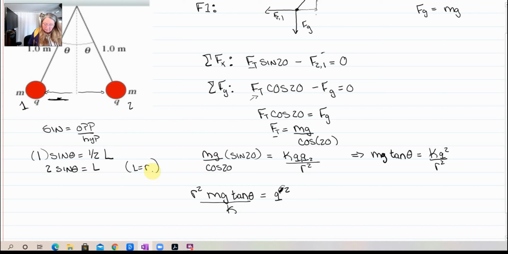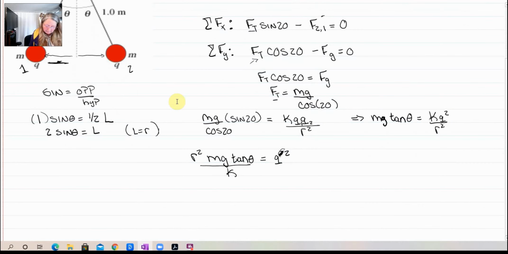Cool. So now I can rewrite this even more. R squared is going to be 2 sine theta squared, times mg tan theta, divided by k, equals q squared. So taking the square root of the whole thing will give me my charge.